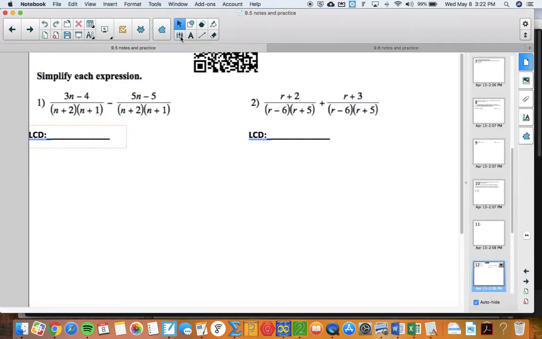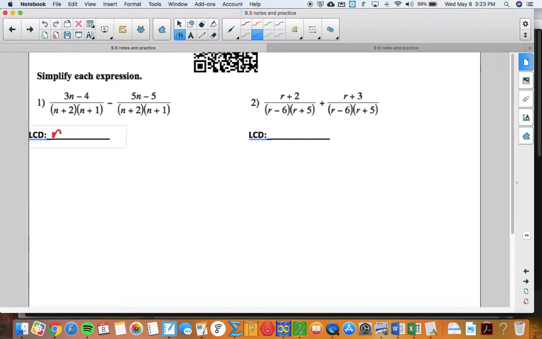Woohoo! This is 9.5. We are simplifying rational expressions, which means there's a fraction, except there are these crazy polynomials within the expression. So here we go. We are subtracting these two fractions. Before you can subtract, you have to have a common denominator.